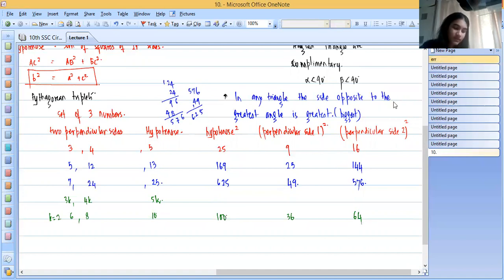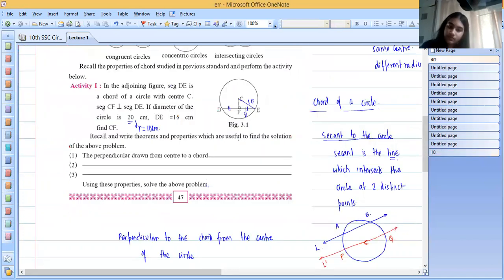Therefore, when we solve this particular triangle, we don't use the Pythagoras theorem. We directly put, we see 8. 8 is a multiple of 4, 4 into 2. 10 is 5 into 2. Over here, you have 3 into 2. So the answer is 6. 6, 8. So we don't have to solve.